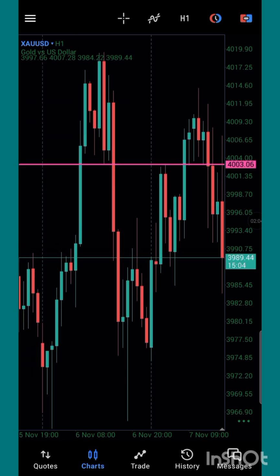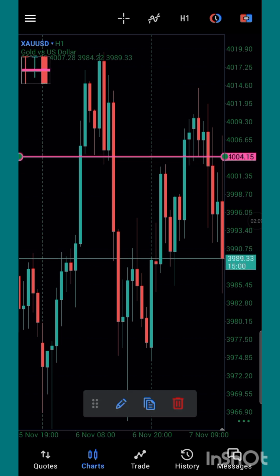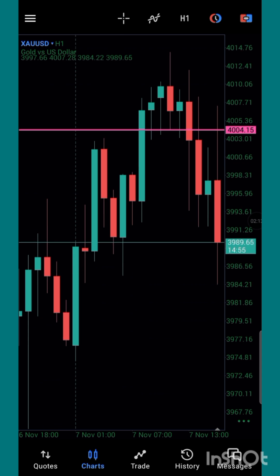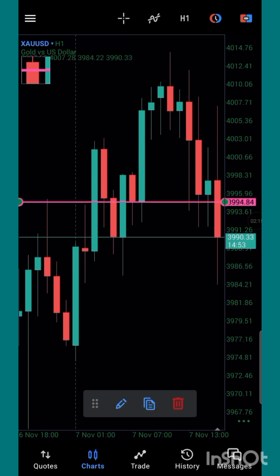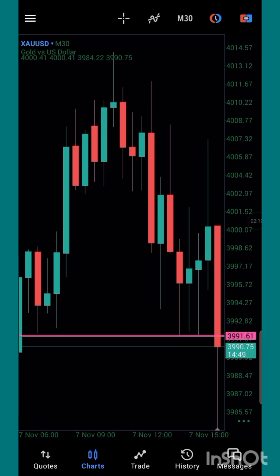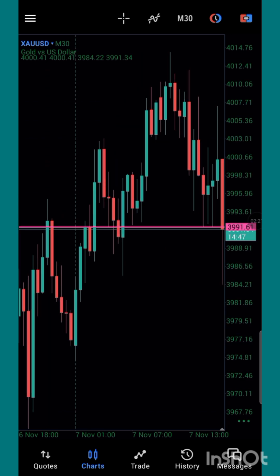As you can see on that one, there is a QML setup that presented itself, and after it presented itself, I had to mark my zones, I had to mark my QML level with that pink line there, and then I had to know where I'll exit, where I just moved the pink line to, so that I know where I exit the market.